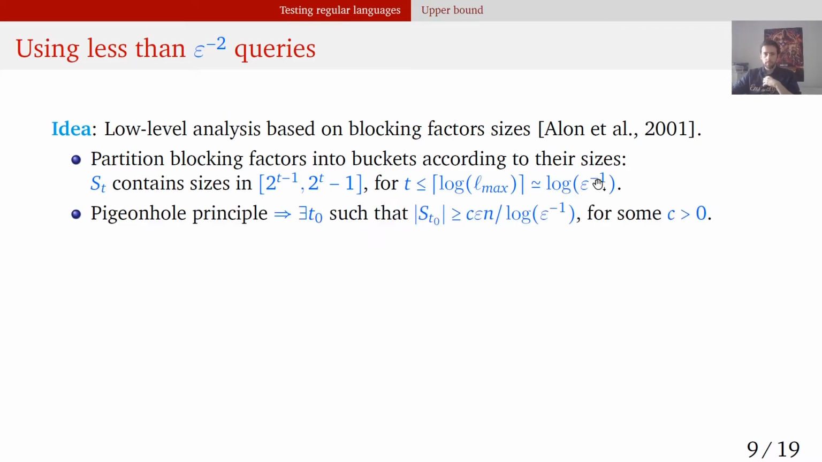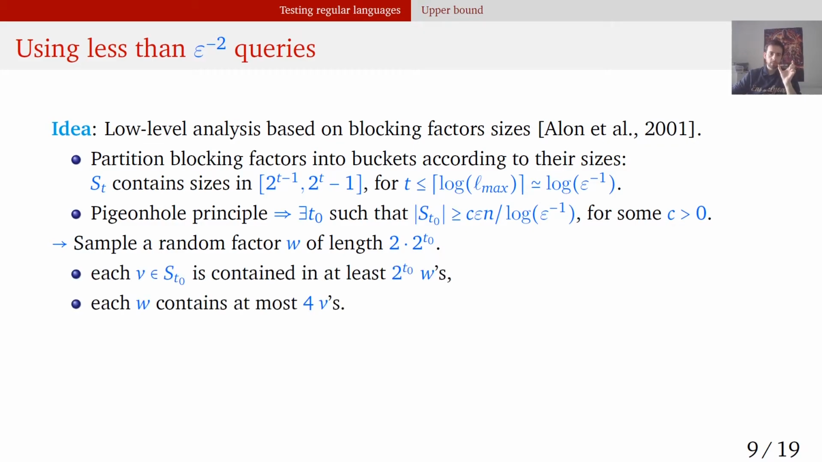And then, by the pigeonhole principle, there must exist a t0 such that the bucket S_t0 contains at least epsilon n over log of 1 over epsilon blocking factors of this size. And so we now focus on this bucket. We ignore the other buckets. And what we do is we sample a random factor of length twice the length of the longest factor in S_t0. And we look at the probability that when we do this, it contains a factor from S_t0.